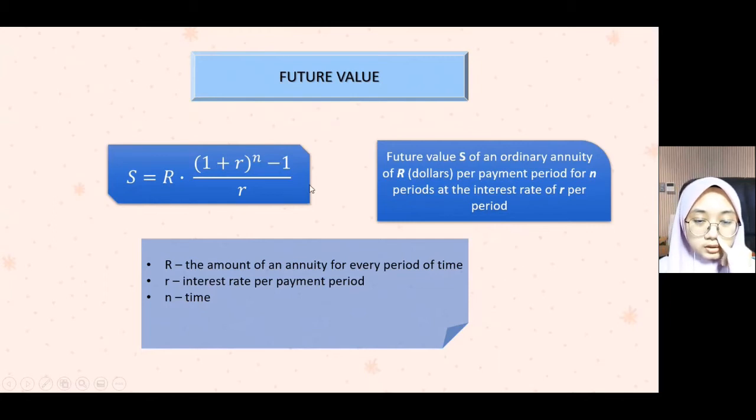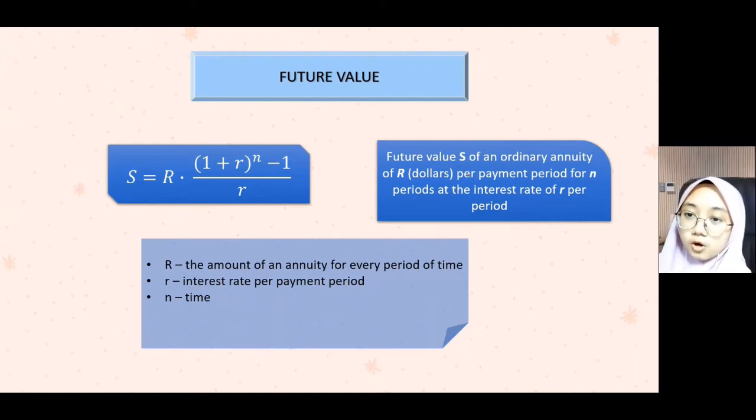So next is future value. This is the formula of future value. It is different compared to the present value of an annuity formula, but the letters in the formula represent the same things. The capital R represents the amount of an annuity for every period of time, the other r represents the interest rate per payment period, and n represents time. Future value we consider as S, while present value we consider as A.